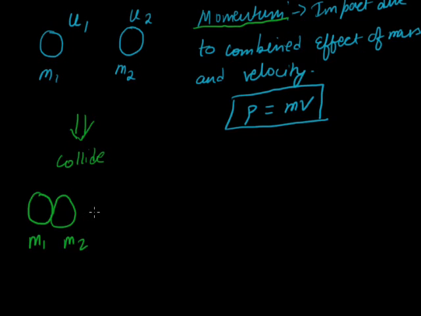There is a principle which we discussed last time, the law of conservation of momentum. Now we see that after the collision, these two bodies move along the same line, but the velocities change after the collision. Suppose this has velocity v1 and this has velocity v2 after the collision.